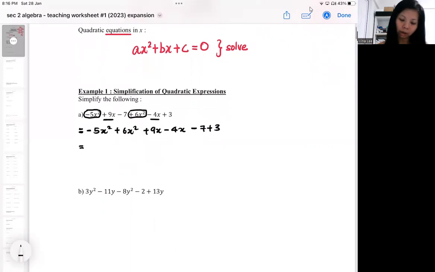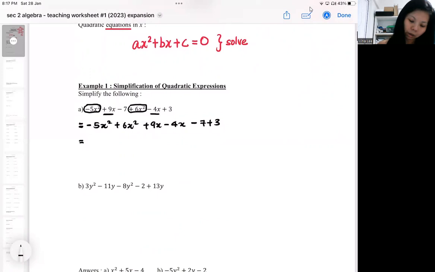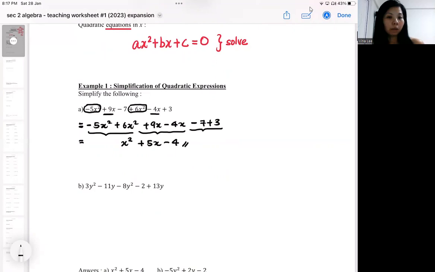We try to be organized. We will simplify x squared first, then x, then the constant. Try to be very organized. Don't jump about, because if you jump about, sometimes you can be very, very careless. So this part will simplify to x squared, this part will simplify to 5x, and this part will simplify to -4. That's how you simplify a quadratic expression.